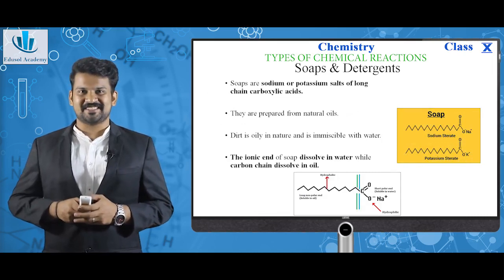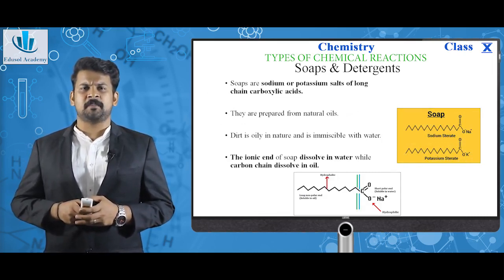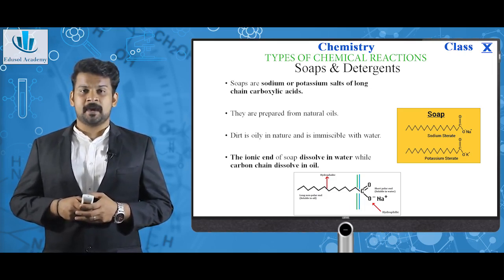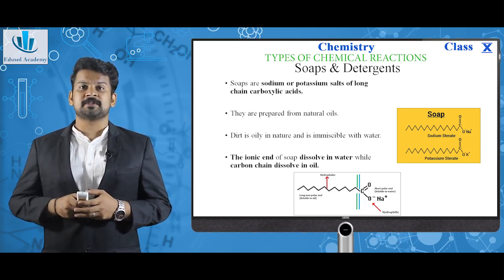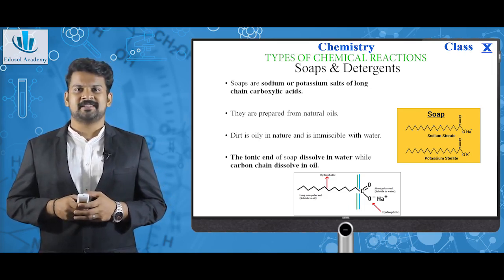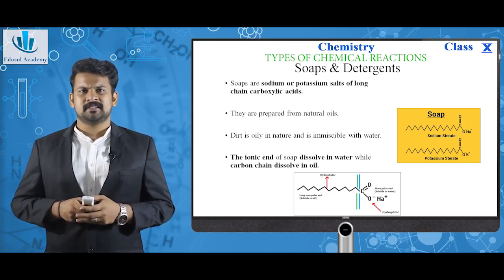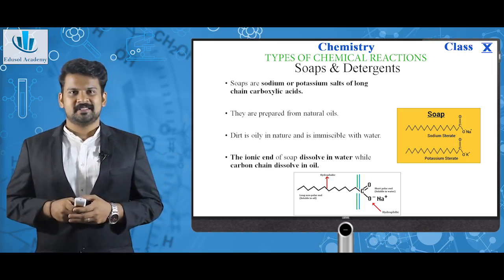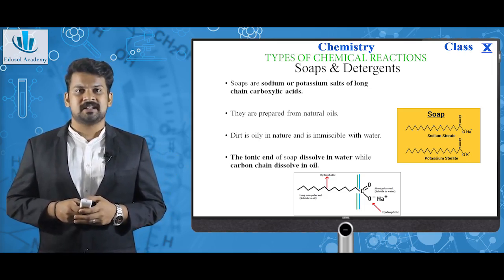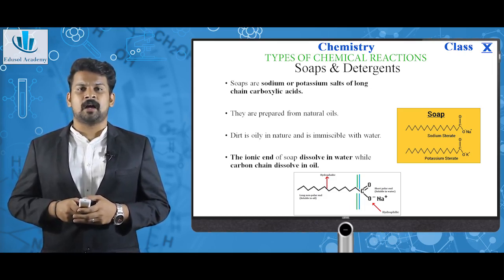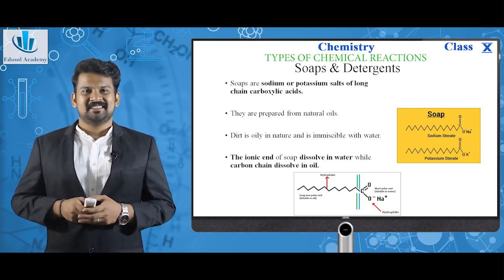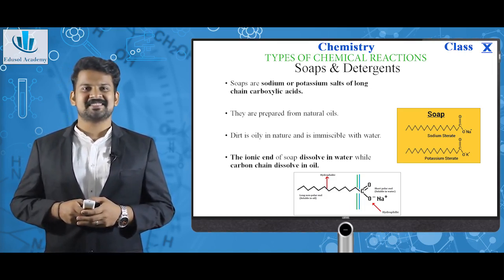Next, soaps and detergents. These two substances are the main things that we deal with in our daily life. Soaps chemically are sodium or potassium salts of long chain carboxylic acids, as you can see here. Long chain carboxylic acids are defined as having a carbon chain of more than 15 carbon atoms. Sodium stearate and potassium stearate have 17 carbon atoms in their carbon chain. Soaps are prepared from natural oils by the saponification process.